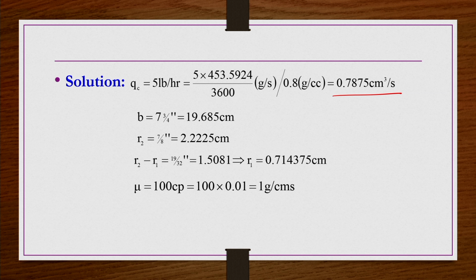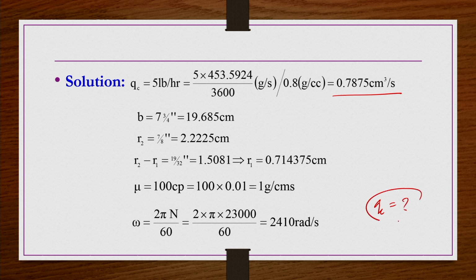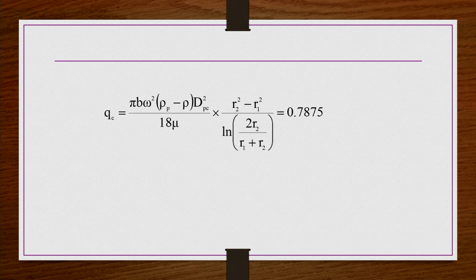Mu is 100 centipoise, so that is 1 gram per centimeter second. Then omega is the other requirement; n is 23,000 rpm, so omega comes out to be 2410 radians per second. Now everything is known in this Qc expression except dPc, so we can find it. Qc is given as 0.7875 centimeter cube per second. So, 5 lb per hour is 0.7875 centimeter cube per second.